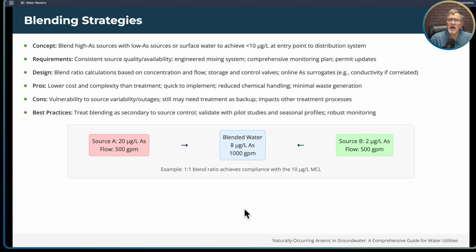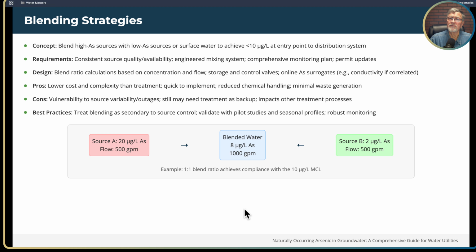All right, blending strategies. This is another one where you're not actually doing treatment, but you're taking high arsenic sources, blending it with low arsenic sources, and coming up with a flow that meets the MCL requirements. So you want to get under 10. You want to get significantly under 10 with your final blended water. Is basically what it comes down to.